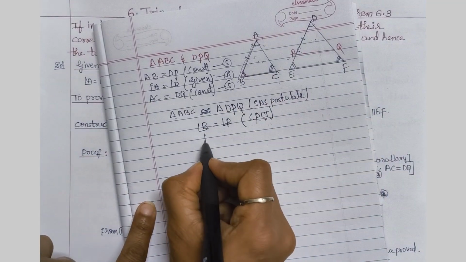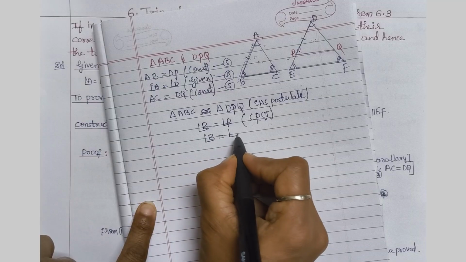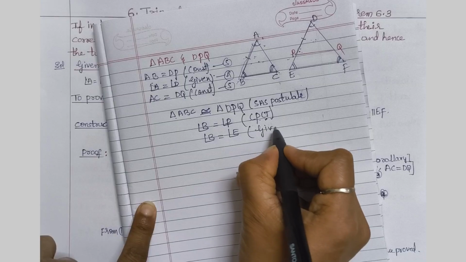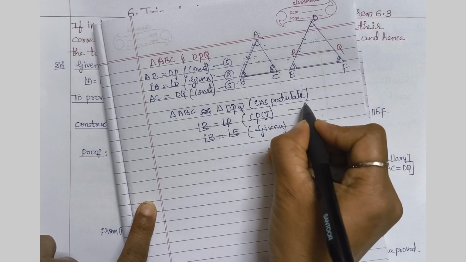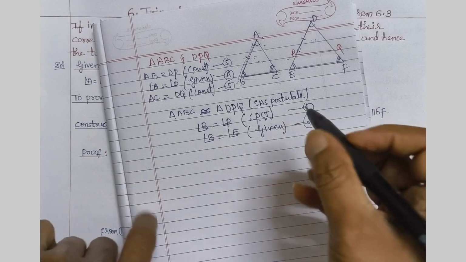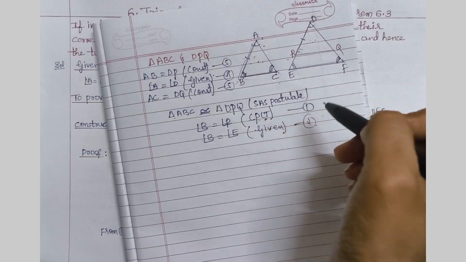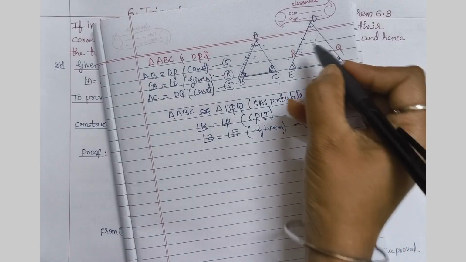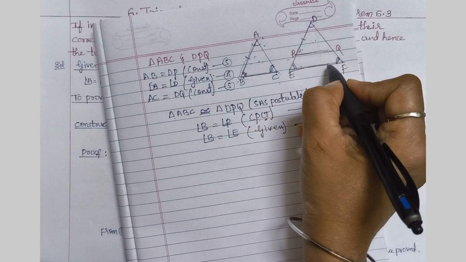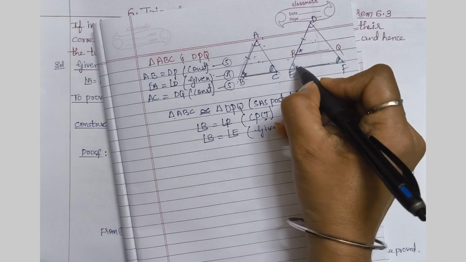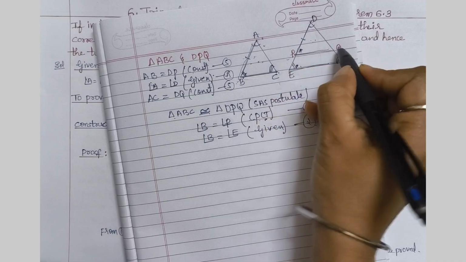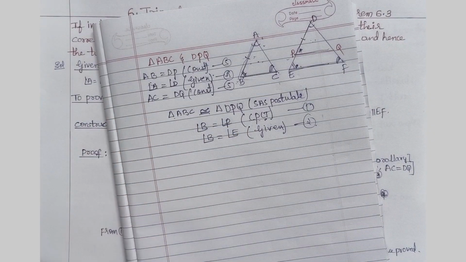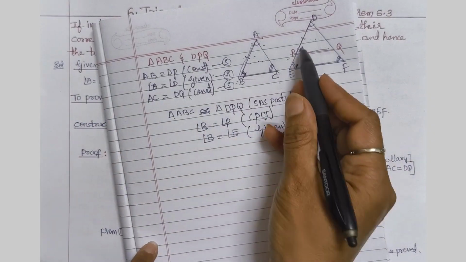Next, angle B is equal to angle E. Why? E is given in the question. Now take this as the first equation and this as the second equation: angle B is equal to angle P by CPCT, and angle B is equal to angle E as given. So now we have to prove these two lines are parallel. Parallel proof means these two corresponding angles are equal, so the lines will become parallel. Once parallel, we can use the BPT theorem. That's why we are taking this.